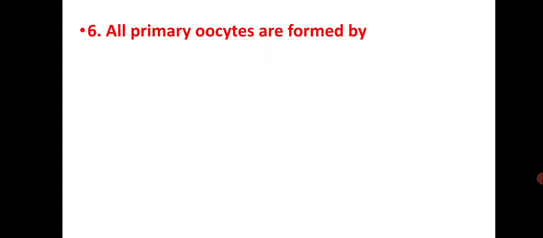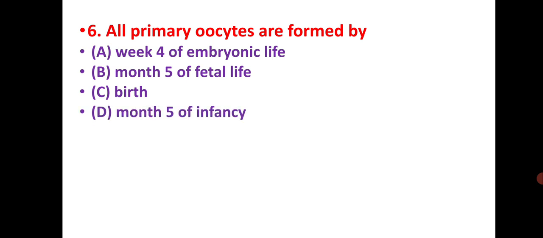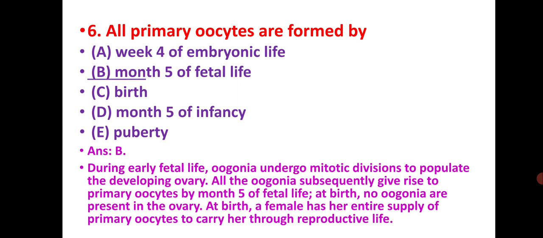Sixth question: all primary oocytes are formed by the fourth week of embryonic life, fifth month of fetal life, birth, fifth month of infancy, or puberty. The answer will be B, that is fifth month of fetal life. During early fetal life, oogonia undergo mitotic divisions and develop the ovary. All the oogonia subsequently give rise to primary oocytes by the fifth month of fetal life. So at birth, no oogonia are present in the ovary.